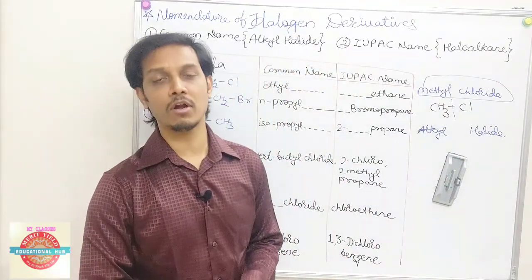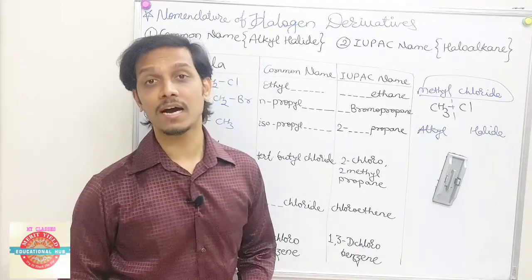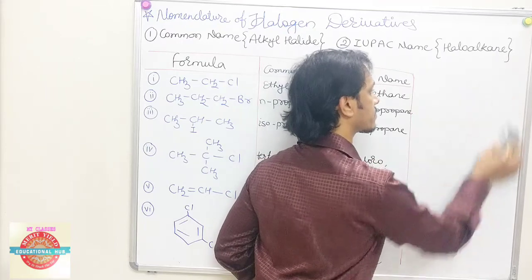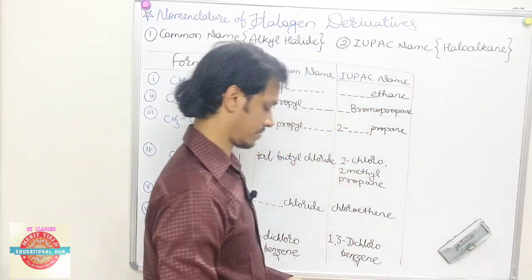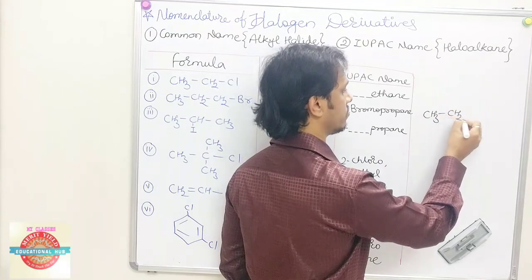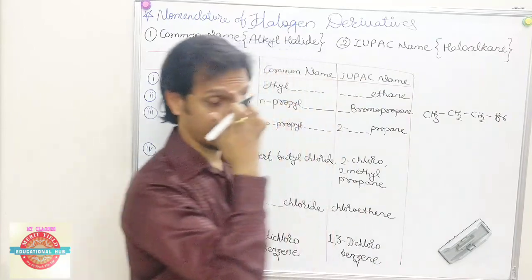So in that way, what we always have to do is cut the halogen, and the remaining part we have to call alkyl, whatever it may be. Now we'll take another example: CH3, CH2, CH2, Br. Suppose I'm taking this example.